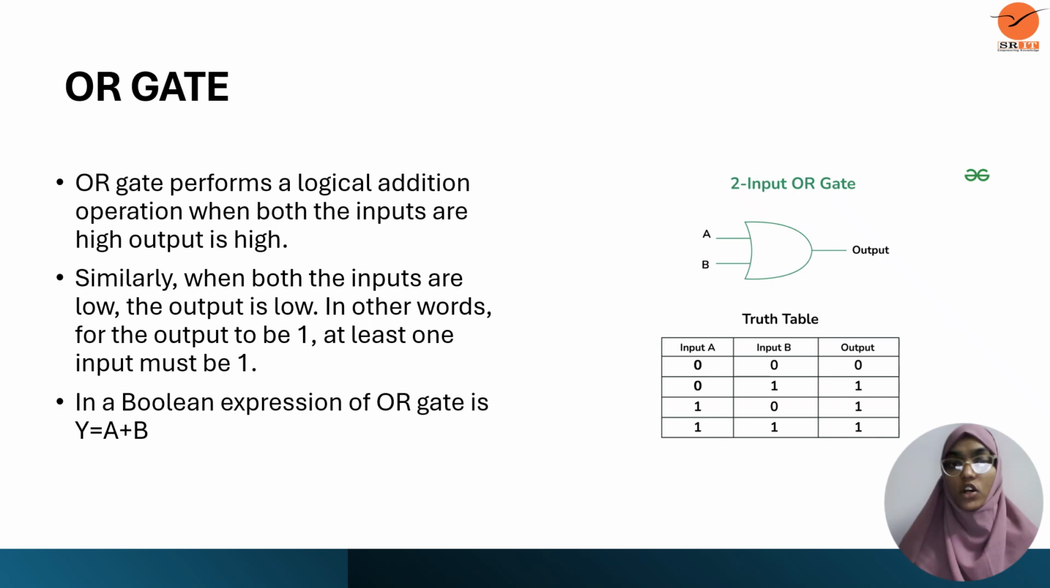OR gate performs a logical addition operation. When both the inputs are high, the output is high. Similarly, when both the inputs are low, the output is low. In other words, for the output to be 1, at least one input must be 1. We can see the truth table on the right side. When one of the inputs is high and another input is low, we get the output as high. When both the inputs are high, we get the output as high. When both inputs are low, we get the output as low. And in OR gate we have two inputs and one output.